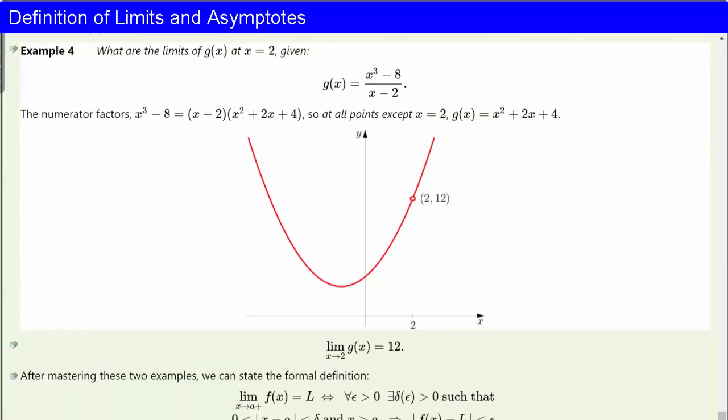Let's look at another example. g of x equals x cubed minus 8 divided by x minus 2. The numerator factors: x cubed minus 8 is x minus 2 times x squared plus 2x plus 4. So at all points except x equal 2, g of x equals x squared plus 2x plus 4. At x equal 2, the function is undefined. The graph looks like this, where the circle again represents a point where the function is undefined.